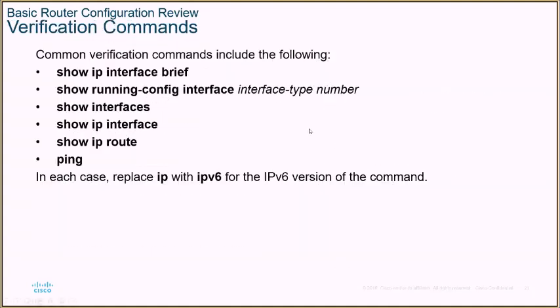Okay, so how do we verify that we've got it all working? So show ip interface brief, that's always a quick way to get the IP addressing checked. Show running-config, of course, is useful. Show interfaces, show ip interface, and so on. Show ip route, certainly good information. And of course, ping for a connectivity test is always good as well.